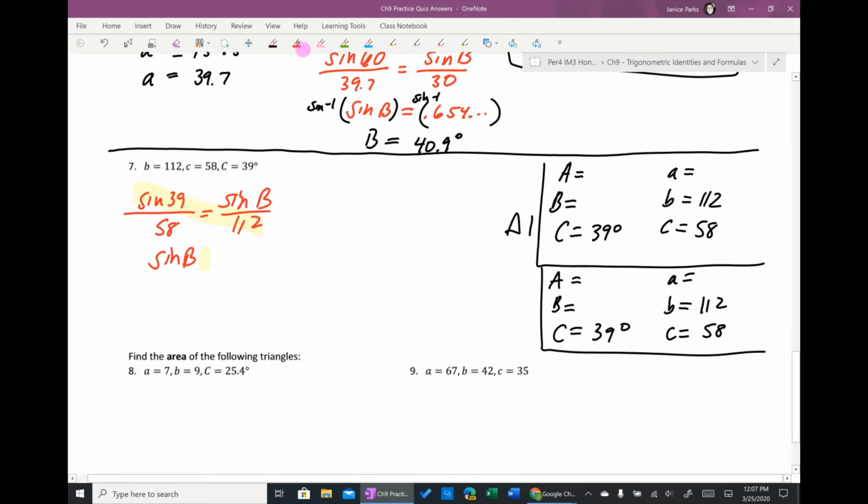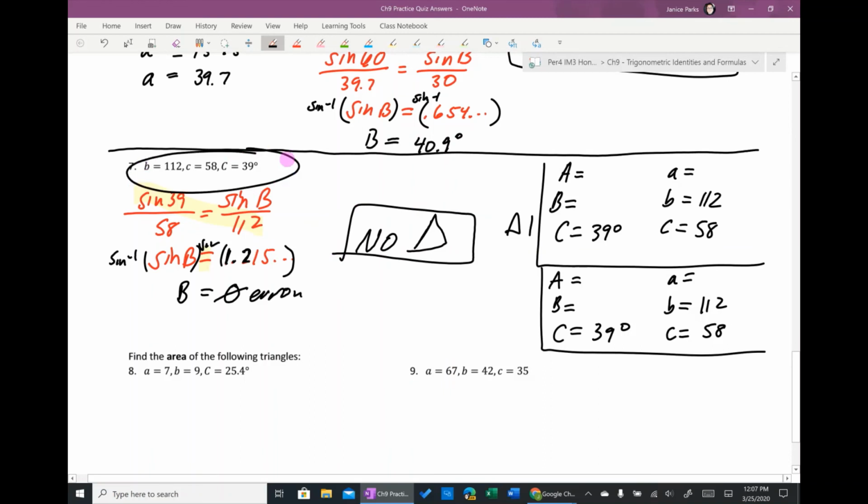you're going to get sine of B is equal to 1.215. And you might notice this is over 1. Anytime that happens where you get sine of B is equal to a number bigger than 1, or cosine of B is equal to a number bigger than 1, that means that you're not going to have an answer, because when you put inverse sine of this in your calculator, you're going to get an error. Your calculator is going to give you an error, which means that there is no triangle with these values. Okay, so we don't have one triangle, we don't have a second triangle, we don't have a triangle at all.